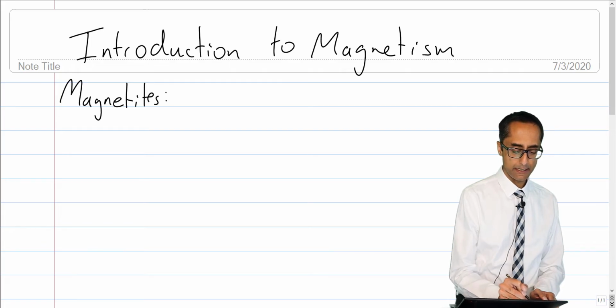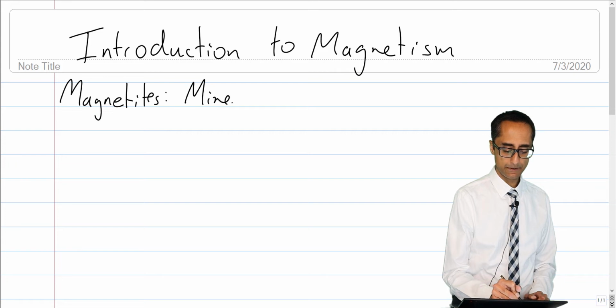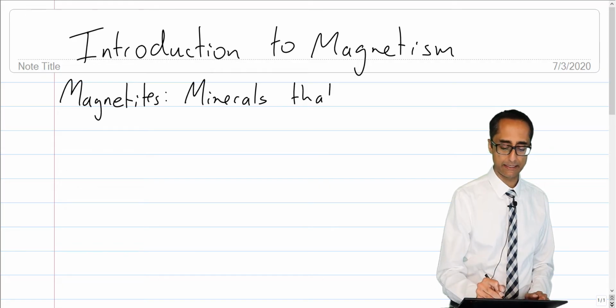There's the mineral called magnetite. And so these are naturally occurring permanent magnets.